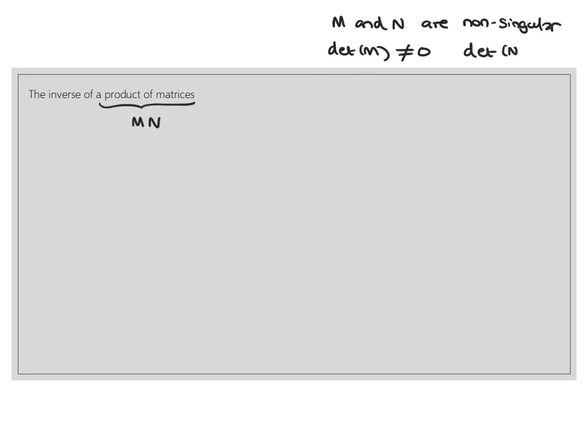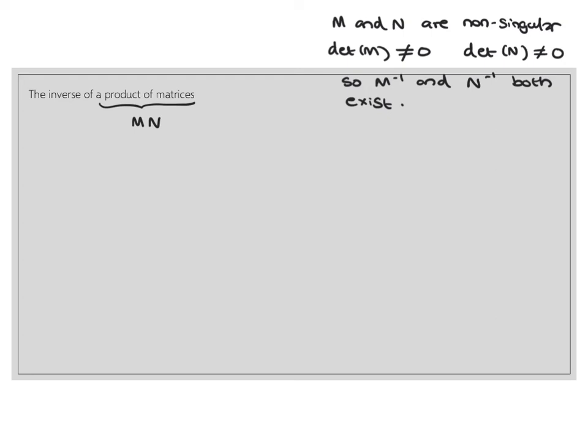So we're going to finish off by exploring what happens if we try and find the inverse of a product of matrices. So I'm going to let my product be MN. Now it's important here that M and N are non-singular. This means that the determinant of M must not be equal to 0, the determinant of N must not be equal to 0, and M inverse and N inverse both exist. This wouldn't work if either of them had a determinant of 0.